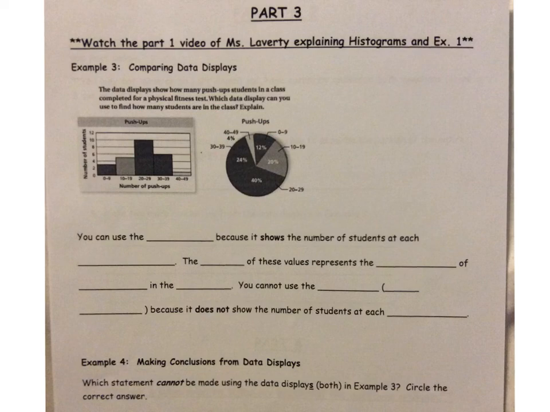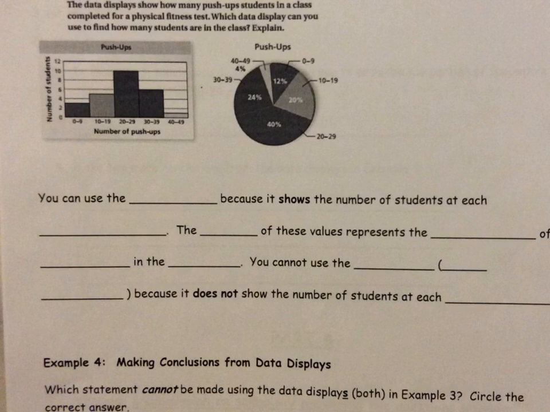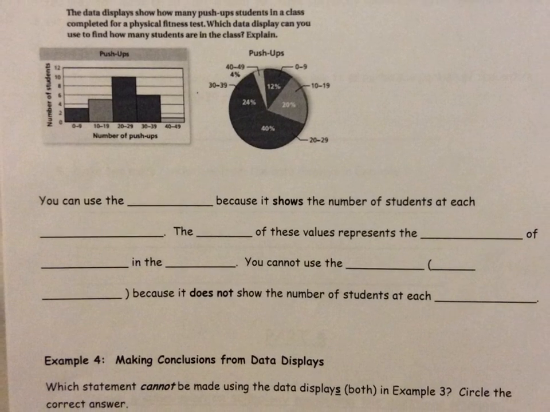So to answer our question, let's go ahead and fill in our notes. I'm going to zoom in a little bit, and I'm going to write in red this time. You can use the histogram because it shows the number of students at each interval. The sum, remember that's adding, of these values represents the number of students in the class. Oh, it's not going to fit. There we go.